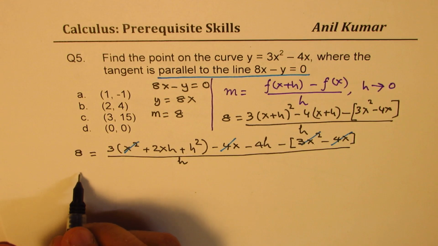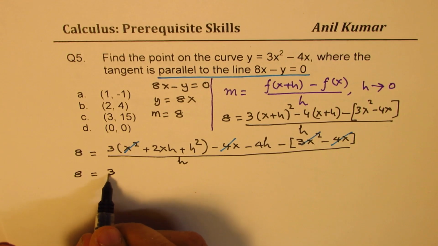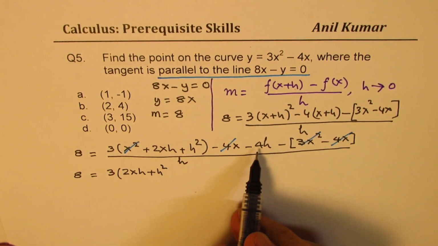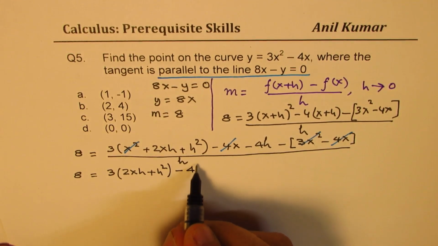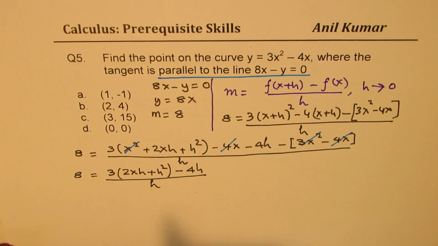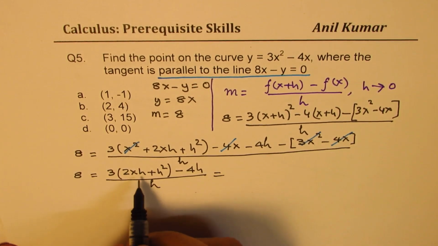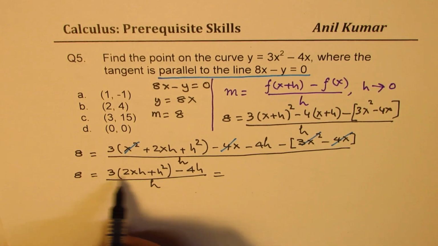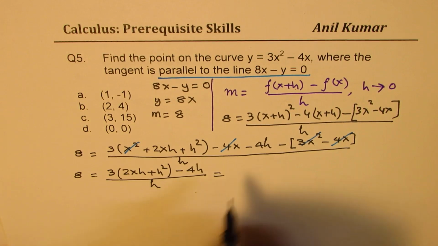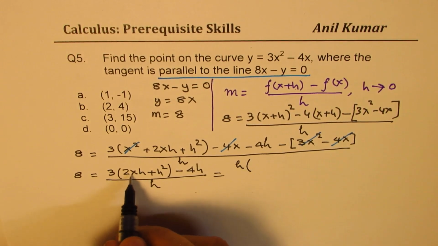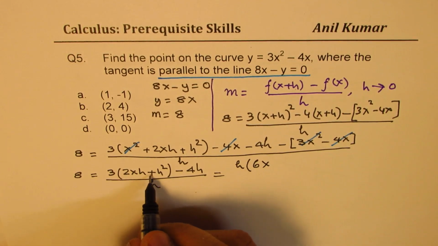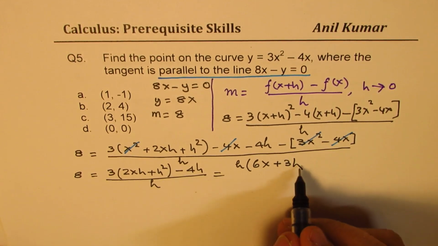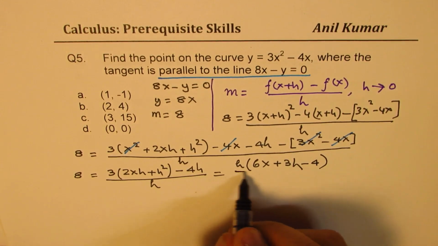So let's rewrite the remaining terms. We get 8 equals 3 times 2xh plus h squared. And here we have minus 4h over h. Perfect. So here I will take h common and let's rewrite by multiplying all this. Okay, let's take h common. See what we get. So we get 6x plus 3h. We have taken one h common, minus 4. Perfect. We have taken h common, divided by h.